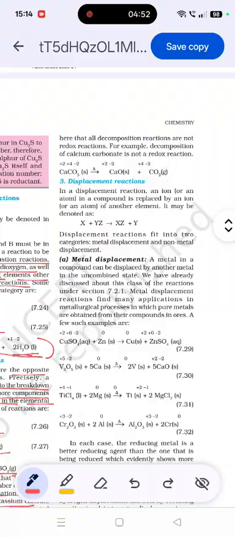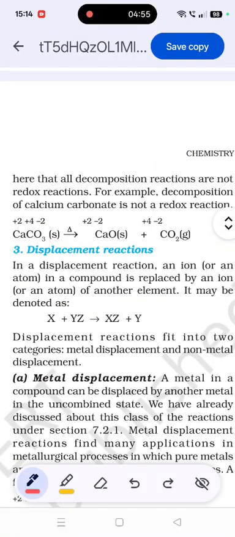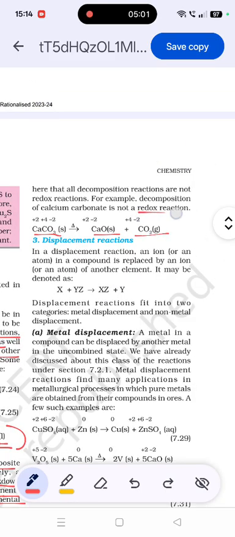Okay, but see in this type, decomposition of calcium carbonate becomes calcium oxide and carbon dioxide. Here, this is not a redox reaction. Decomposition of calcium carbonate is not a redox reaction. Clear? It's not a redox reaction.